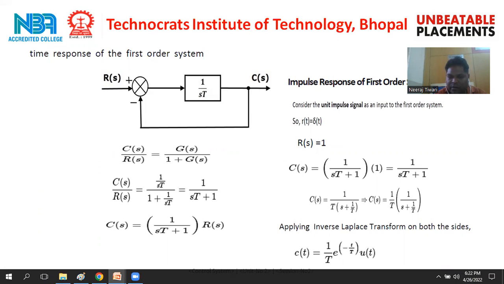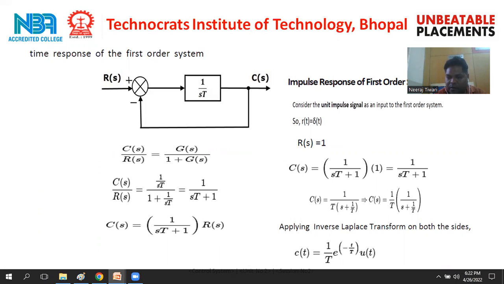So r(t) is equal to delta(t). The Laplace transform of r(t) is R(s), which is equal to 1. So we put this value R(s) equal to 1. The result is C(s) equal to 1 upon Ts plus 1 multiplied by 1. So the C(s) value is 1 upon Ts plus 1.